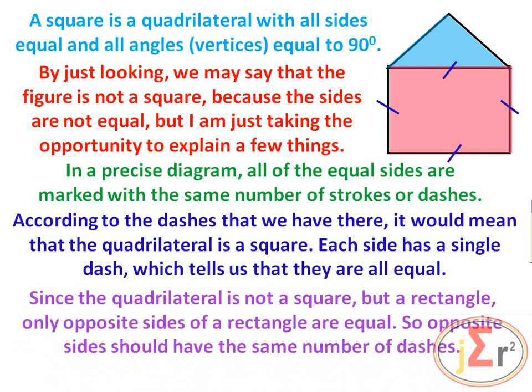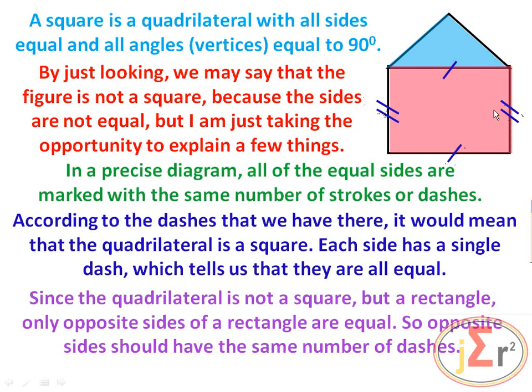Since the quadrilateral is not a square, but is a rectangle, only opposite sides of a rectangle are equal. So opposite sides should have the same number of dashes. So if this is a rectangle, then this and this should have the same number of dashes, and then this and this will have the same number of dashes. There we go. Now we are sure that it is a rectangle because these two sides having different number of dashes means that these two sides are not equal.